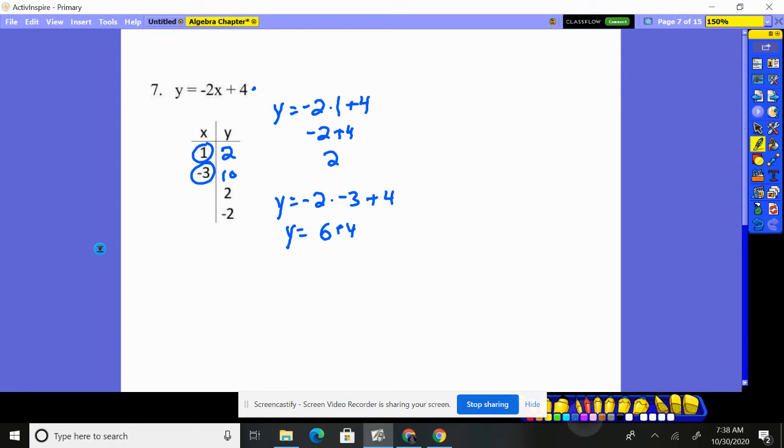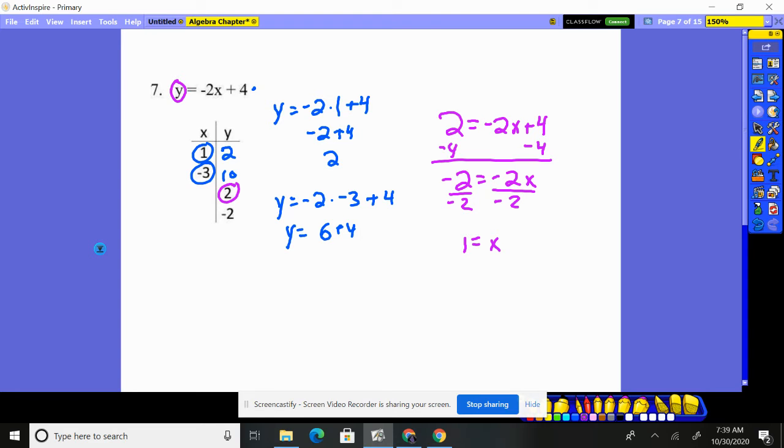Now I have to do it for when y is 2. So I'm going to replace that y right there with a 2. Y is 2, equals -2x plus 4. It's going to take a little more solving here. I need to move my number over to the other side because I'm solving for the x in this case. -2 equals -2x. I now divide by -2 on both sides, and I get 1 is equal to x.